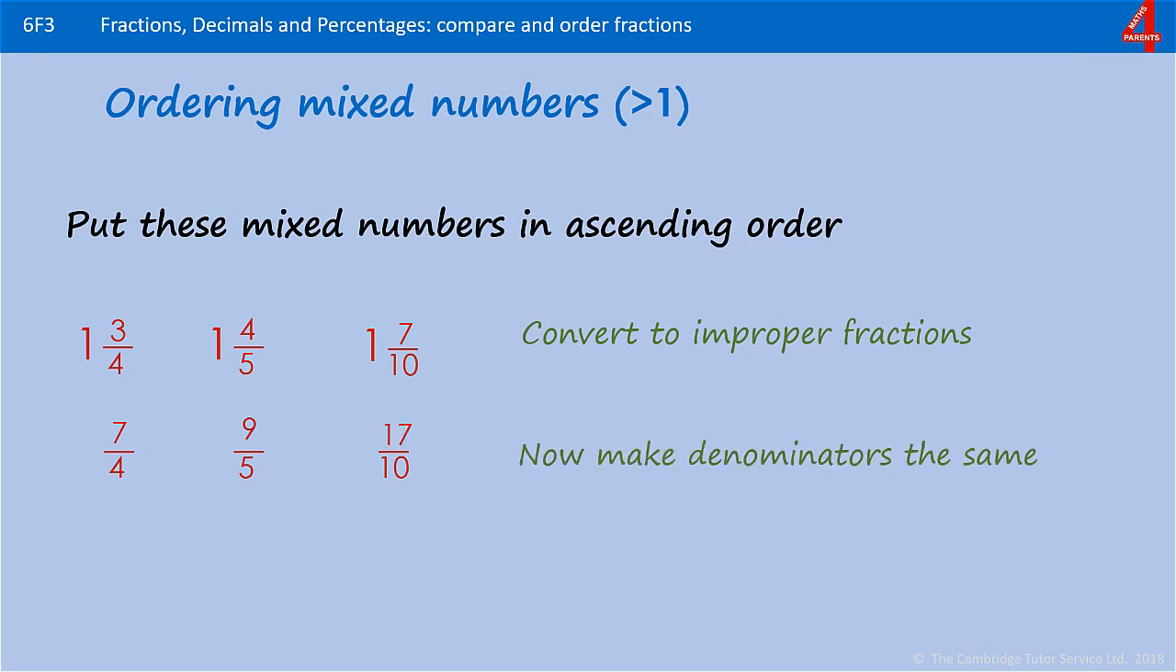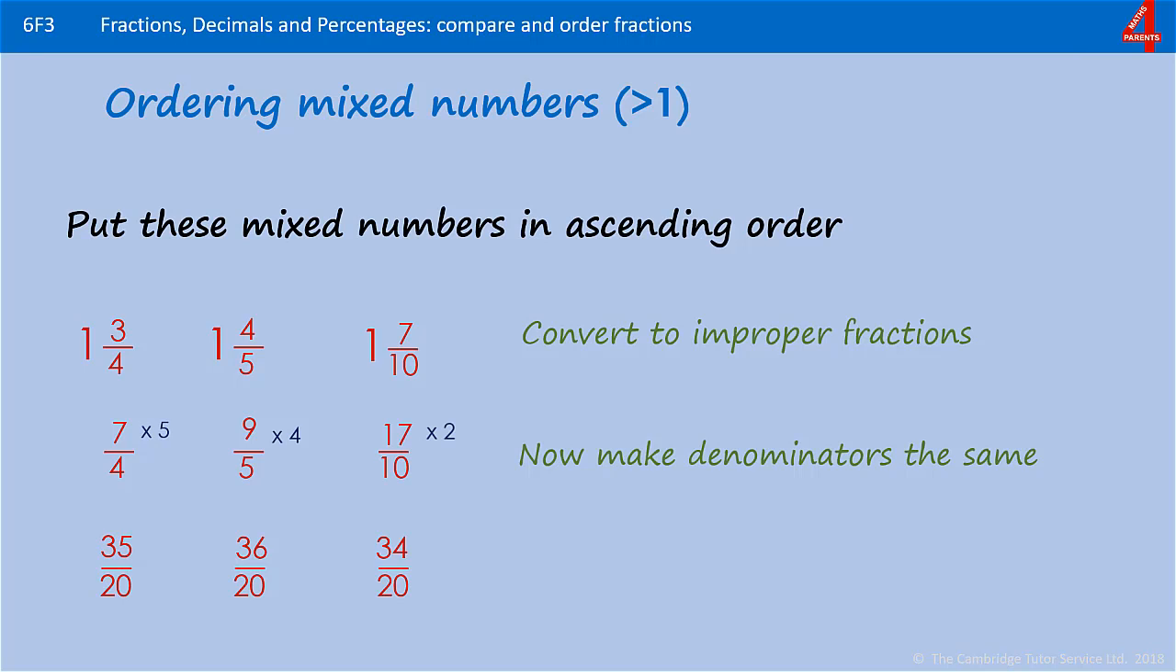Now we make the denominators the same. 4, 5 and 10. 4 times 5 is 20, and 10 will go into 20 as well, so the denominator is 20. To get from 4 to 20, we multiply by 5. We multiply 7 by 5, that's 35. To get from 5 to 20, we multiplied by 4. 9 times 4 is 36. To get from 10 to 20, we multiplied by 2, and 17 times 2 is 34.